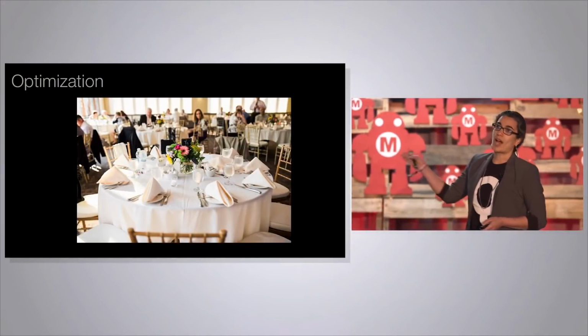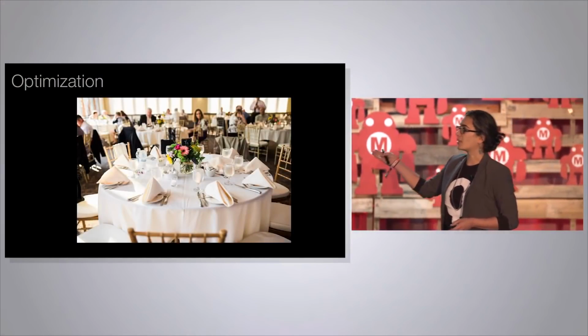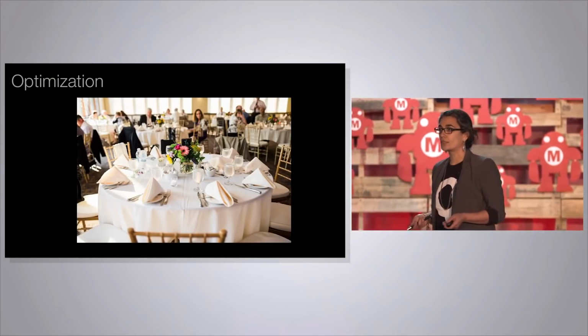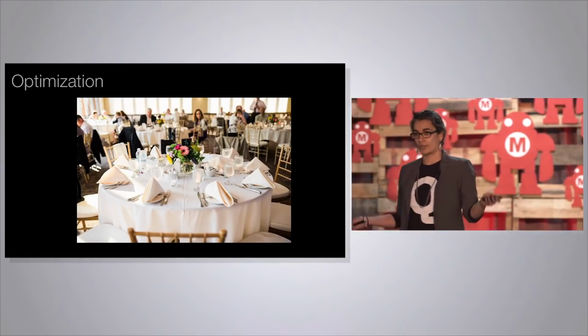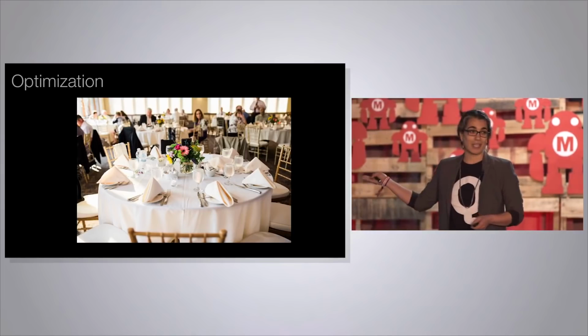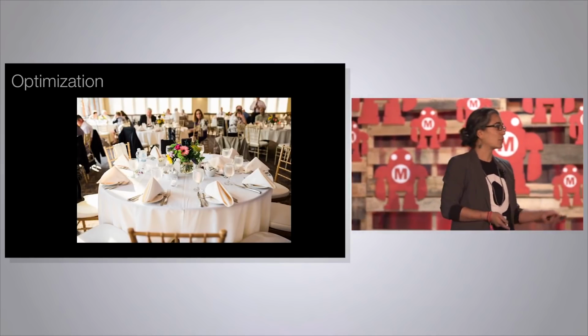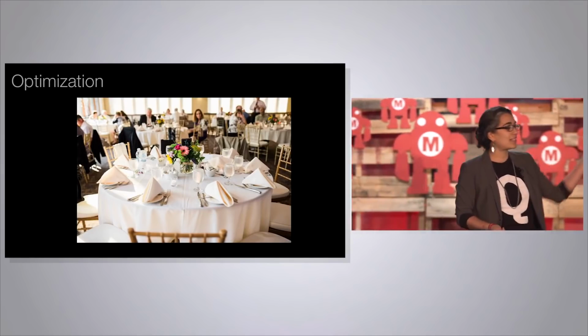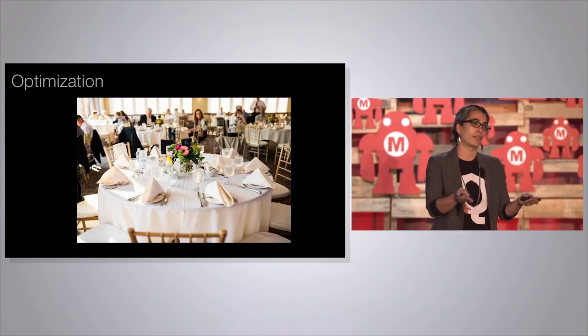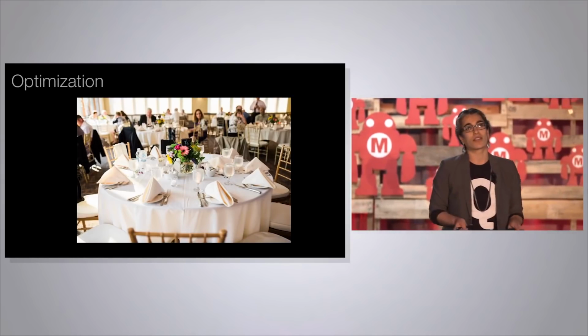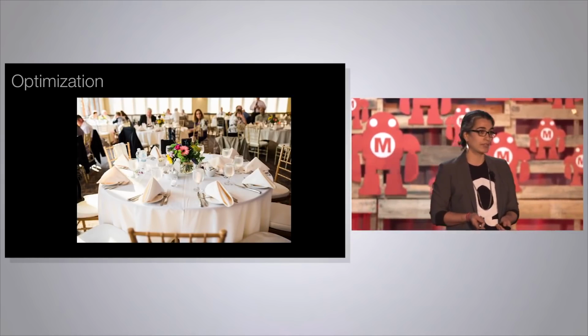So the first example is optimization. Optimization is, I want to find the best solution to a problem among many possible solutions. Here's a picture of a table. This is the table at my wedding. It's one of many tables, but you can seat 10 people around a table. You have 10 people over for dinner. How many different ways are there to configure 10 people around a table?